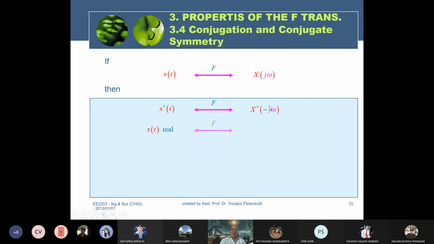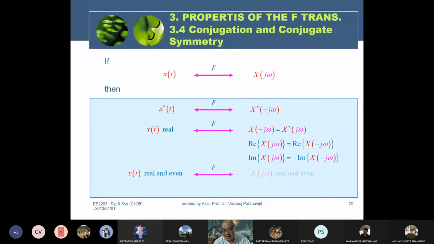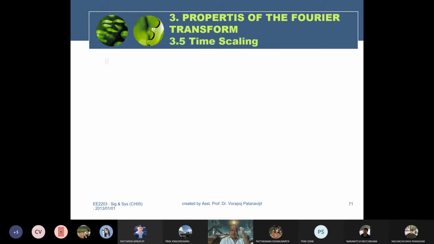Or if x(t) is real, it's very easy. The Fourier transform of them equals X(−jω), or the conjugate of X. If x is real and even, the Fourier transform of them is real and even too. But if x is real and odd, the Fourier transform of them is only imaginary numbers and only odd.